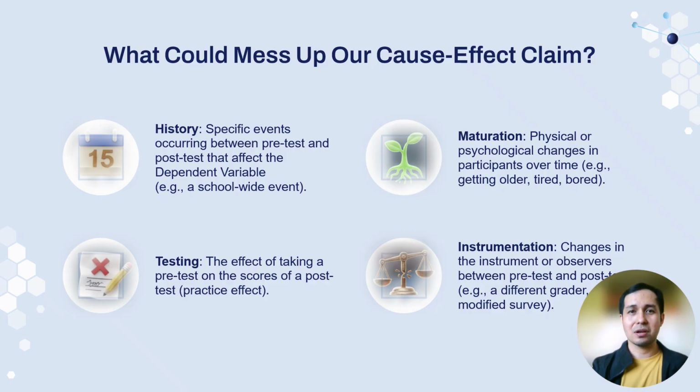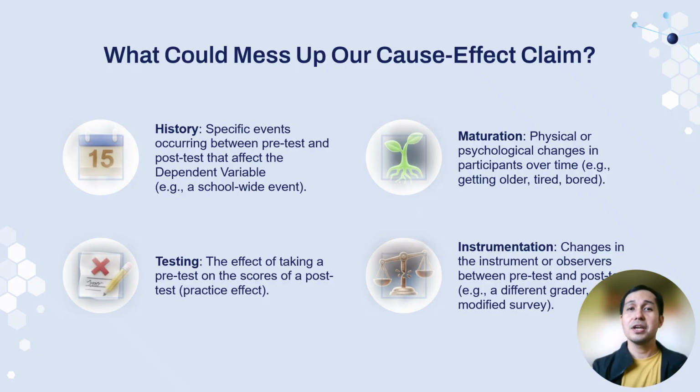So what are these rival explanations that threaten internal validity? Here are some of the common ones. History. Did a specific event occur between the pretest and posttest that affected the result? For example, a news event that relates to a topic. Or maturation. Did the participants themselves change over time simply because they grew older, tired, bored, or hungry? Or testing. Did taking the pretest itself influence scores on the posttest? This is a practice effect.